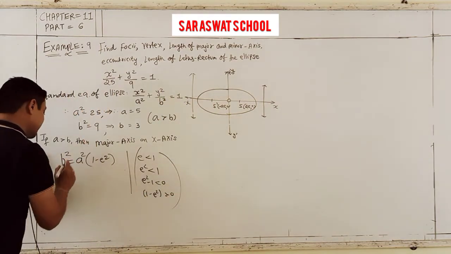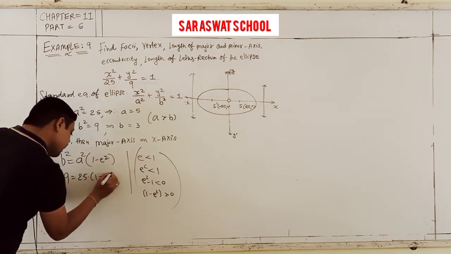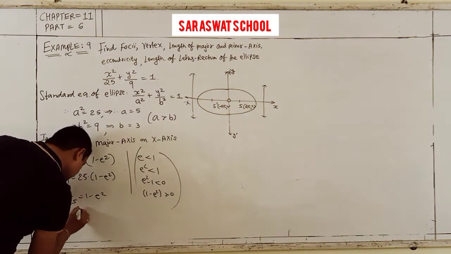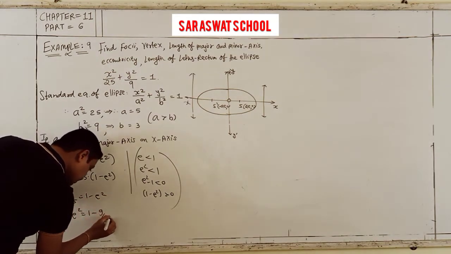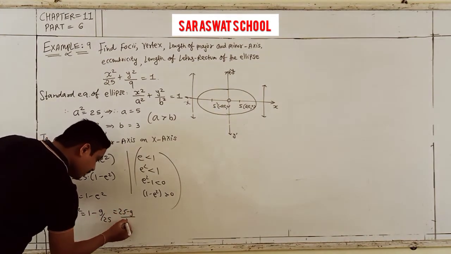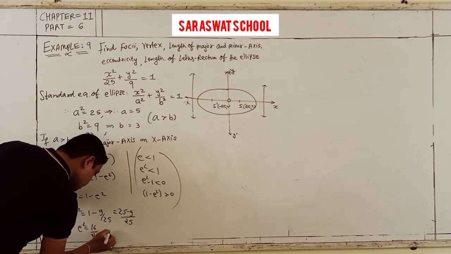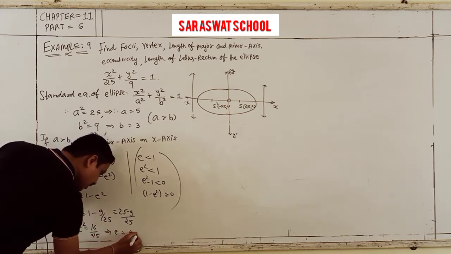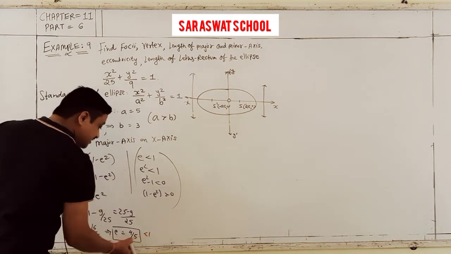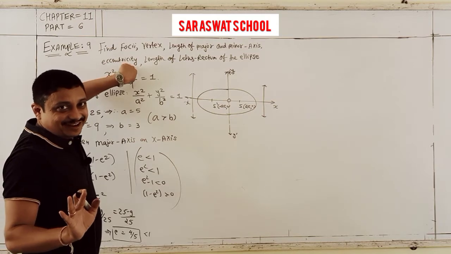b square is 9, a square is 25, and it becomes 9 by 25. So e square is equal to 1 minus 9 by 25. So 25 minus 9 gives exactly, students, 16 by 25. So what is your e? 4 by 5, and that's your e. You check, it is less than 1. Definitely your eccentricity is clearly known.